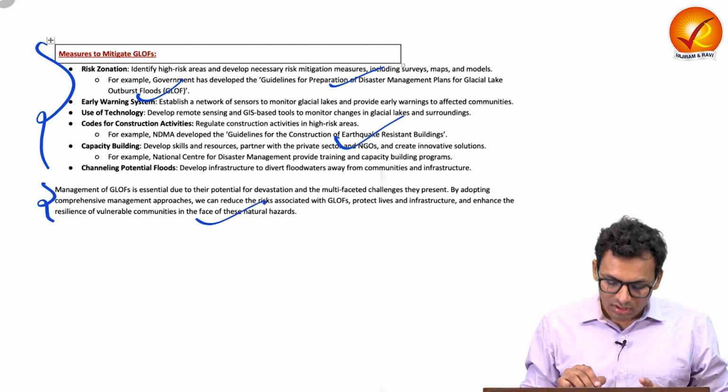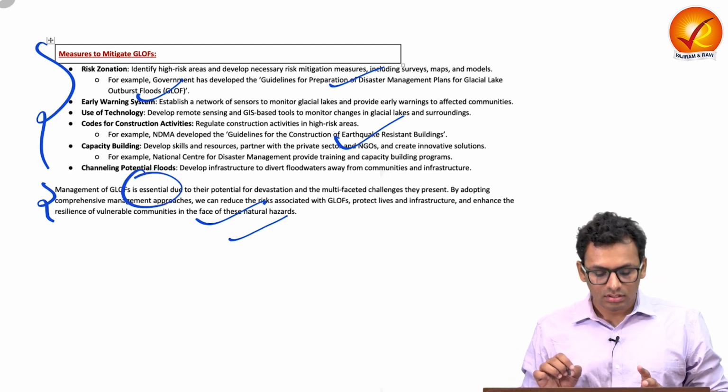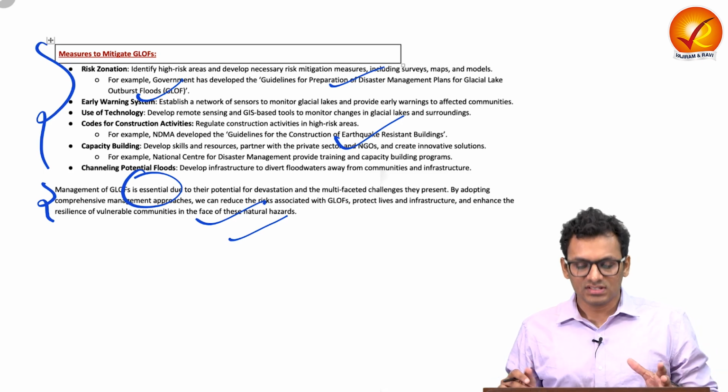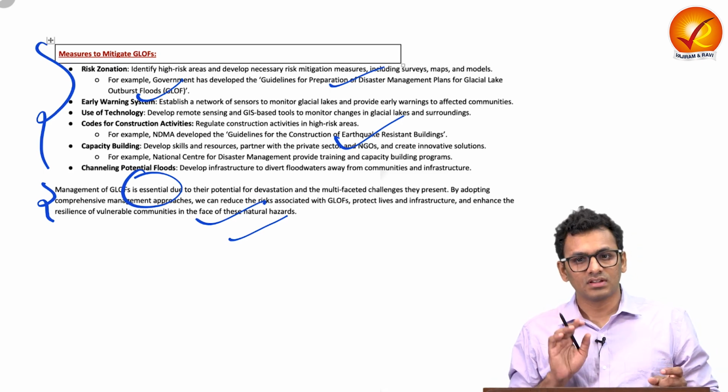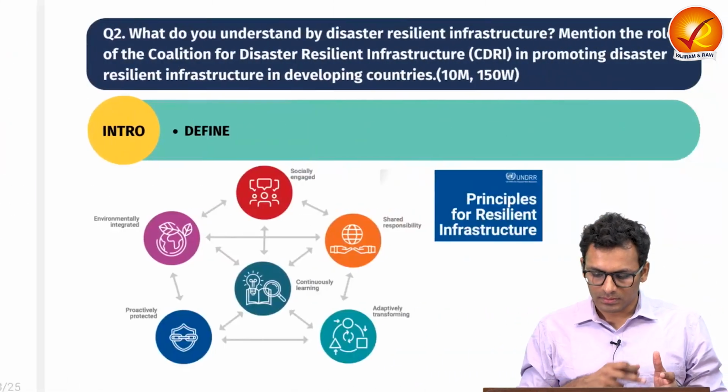And in the conclusion, you can talk about how it's very essential to create certain kind of measures, and you can also talk about government initiatives in the same. So that's it for question number 1. Let's move on to question number 2.